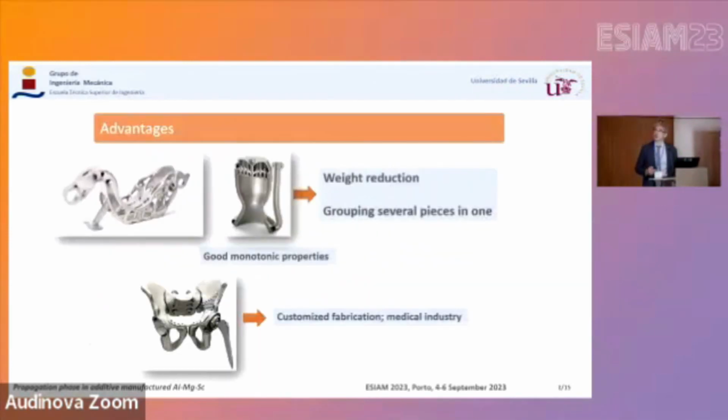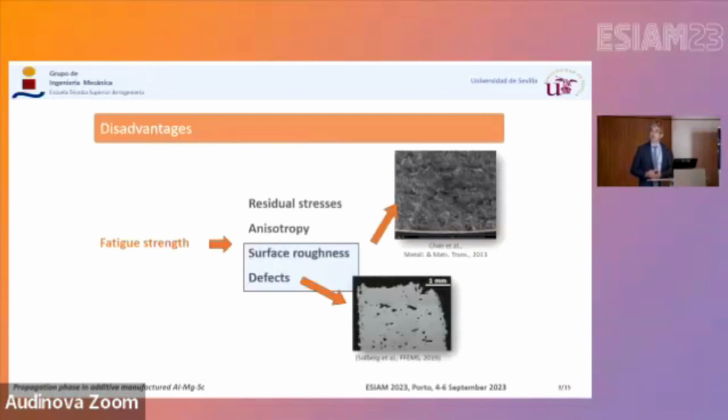As we all know, additive manufacturing has many advantages: weight reduction, grouping of several pieces in one, customized fabrication, the medical industry. It has many advantages and, in general, good monotonic properties. But it also has some disadvantages.